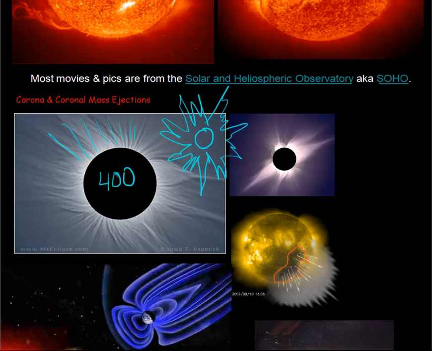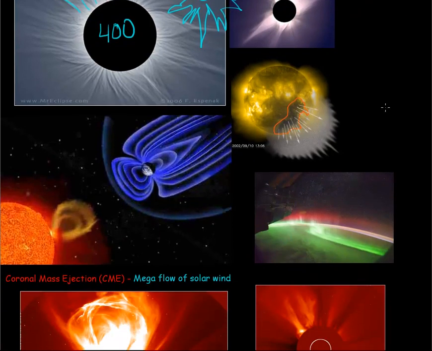Okay, coronal mass ejection. A coronal mass ejection is any time coronal material is ejected. Very large amounts of coronal material are ejected out into space. I've got a picture of one down here, and I'll show you a movie from YouTube in a few.